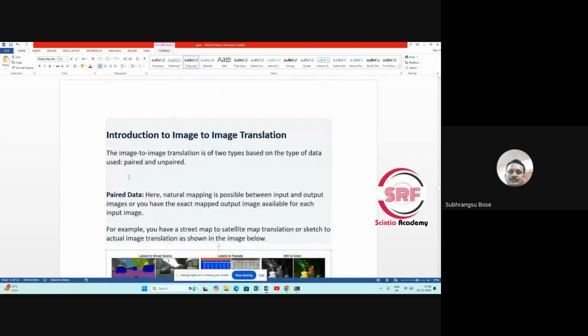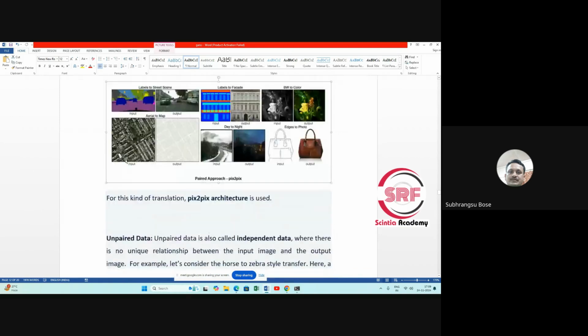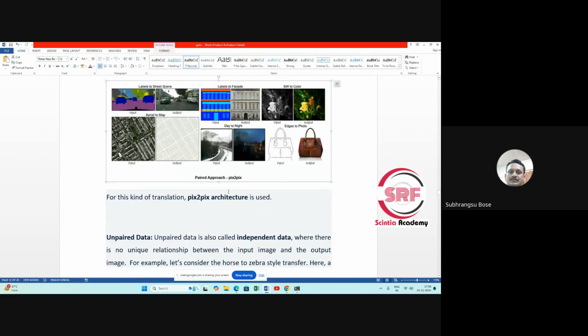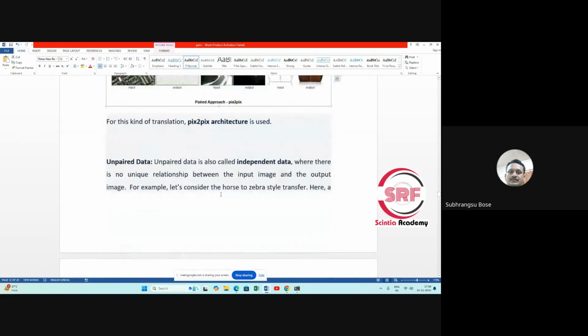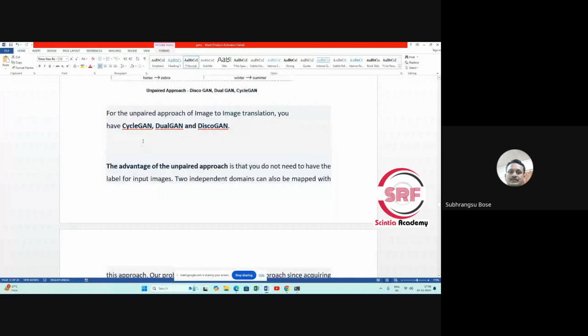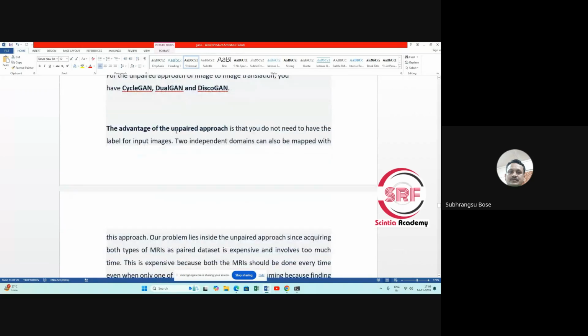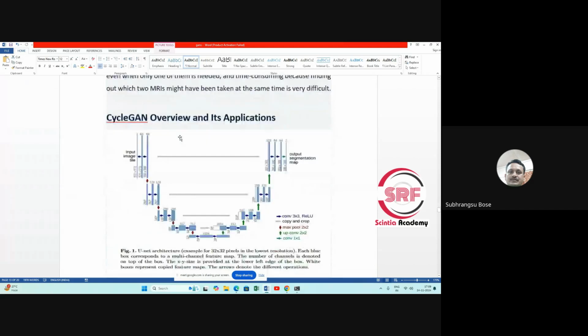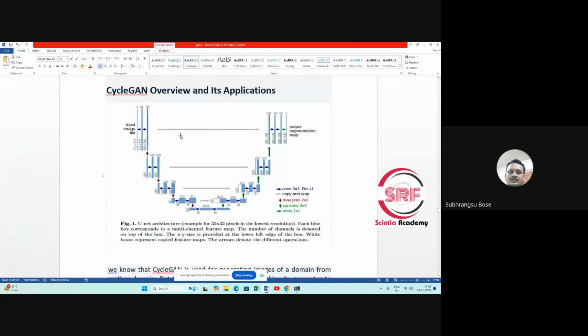And this is paired data. For paired data, we generally use pix2pix architecture, to analyze later. For the unpaired case, there are CycleGAN, DualGAN, DiscoGAN, a number of GANs, and the FashionGAN also. We add CycleGAN. This is unpaired. What is CycleGAN? Overview and application. Very interesting technique.